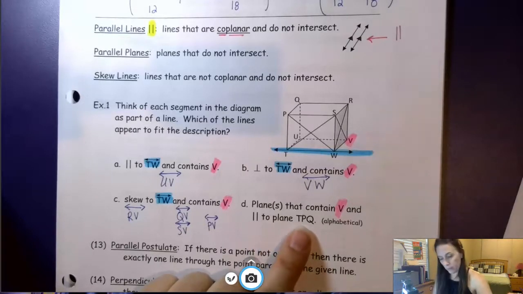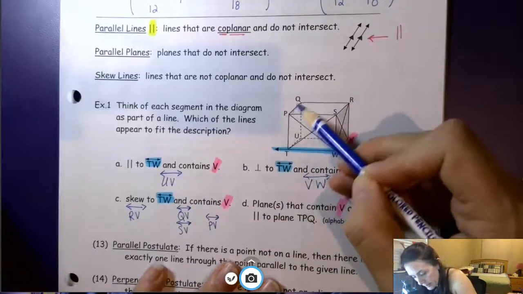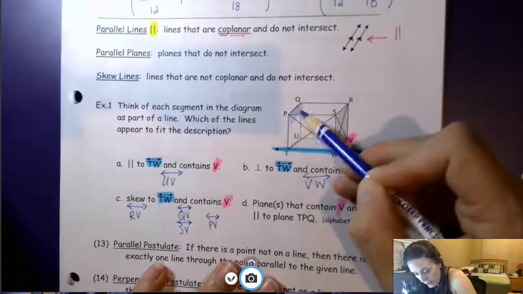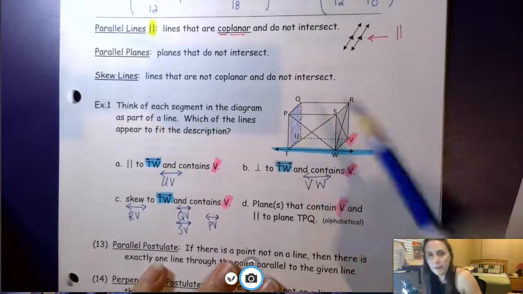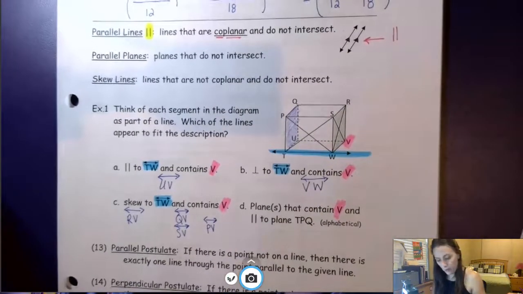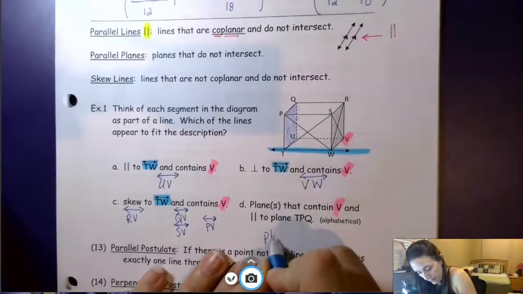Okay, the last one here, planes that contain V and are parallel to plane TPQ. But first, I need to know where plane TPQ is. So TPQ is over here. It's this plane right here. I'm going to shade it in. So in that box, that cube, the plane that's parallel is going to be this plane over here that's already shaded. So I'm going to write plane.